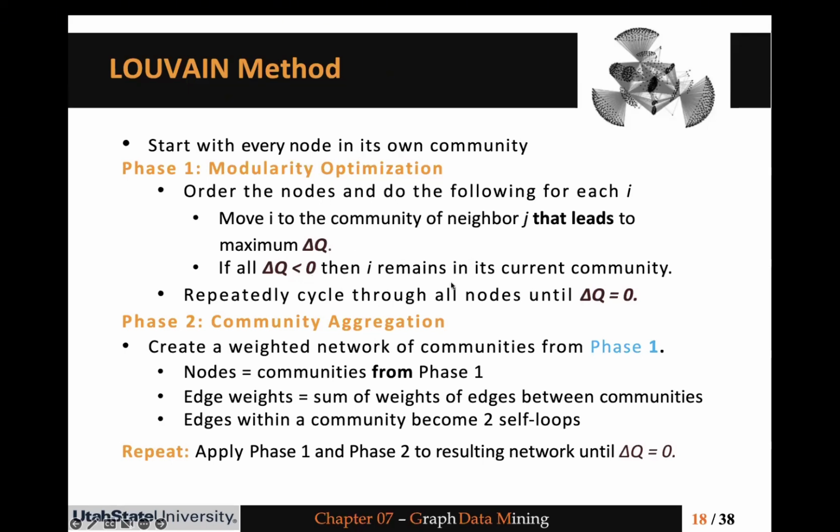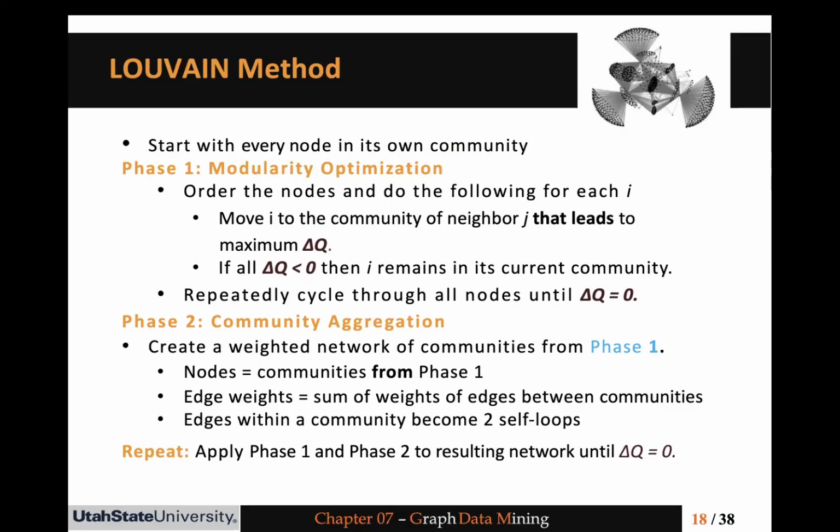Okay, so now phase two is all about community aggregation. We kind of zoom out of the network. We take the communities that we discovered in phase one and compress them into a new network. Don't worry, we're going to see a more specific example in the next slide. But here the idea is that each community becomes a single node in phase two. And the edges between the communities are now replaced by weighted edges. Those weights are essentially telling us how many connections exist between the two communities.